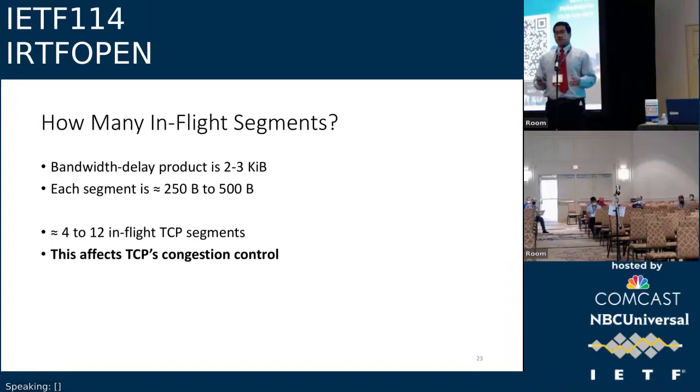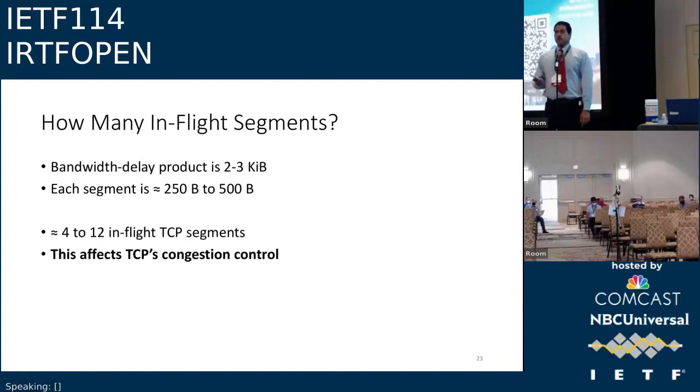And this was chosen carefully. It's actually based on the technique I'll tell you about later on in the talk for coping with the small MTU of these networks. So we'll come back and explain this, but for now, take it as a given that our segments are 250 bytes to 500 bytes. And what this works out to is we have 4 to 12 in-flight TCP segments at any one point in time.